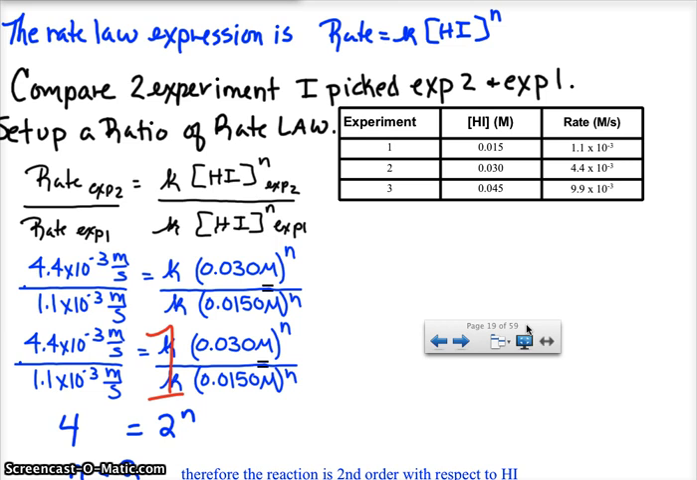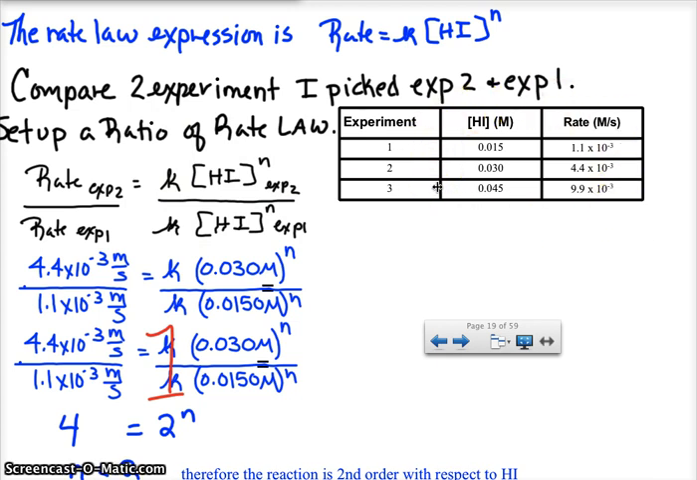I set up a ratio of the rate laws, and I'm going to compare the rate law for experiment 2. Rate is equal to k times the concentration of HI to the nth power, and I'm going to compare that to the rate of experiment 1, k times the concentration of HI to the nth power for experiment 1. Where am I going to get this data? From the problem right here, okay?